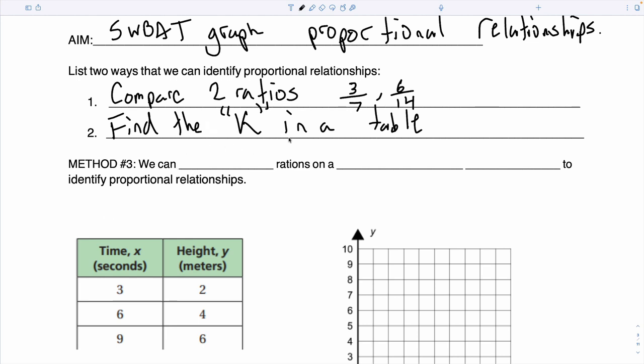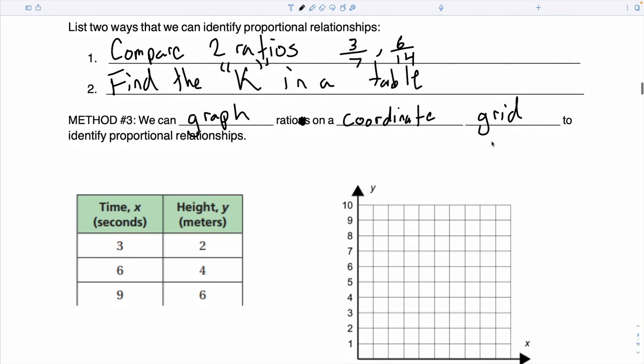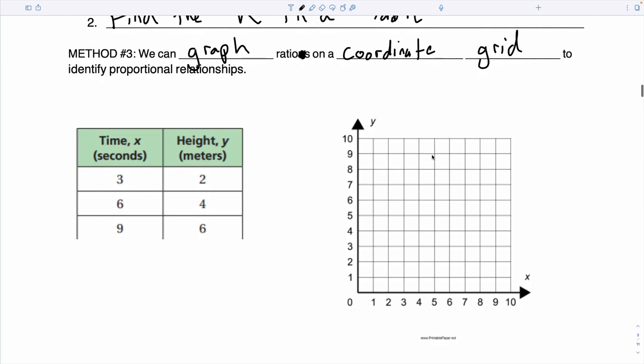We can graph ratios. Spell check. We can graph ratios on a coordinate grid. Wow, there's a lot of writing today. Rest your hand after you finish that. We're going to graph them in a coordinate grid, and we'll see if it's proportional.